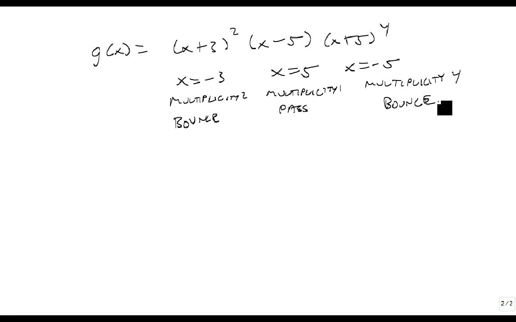Can you find the multiplicity? And based on the multiplicity, can you state whether it will bounce or whether it will pass through?